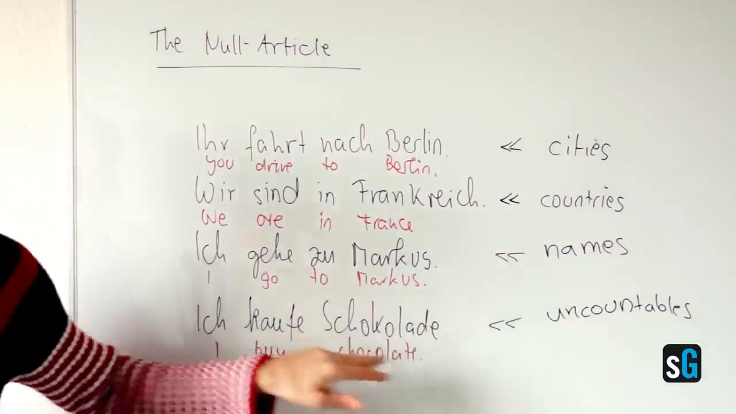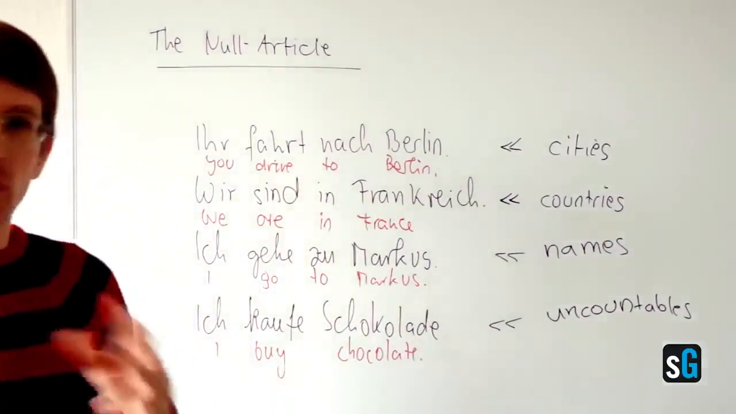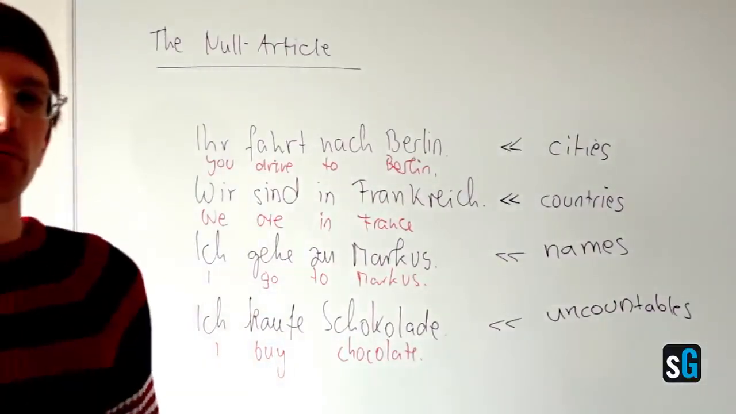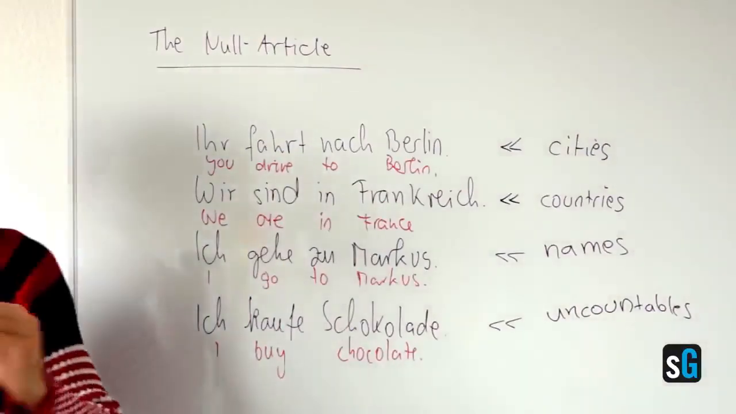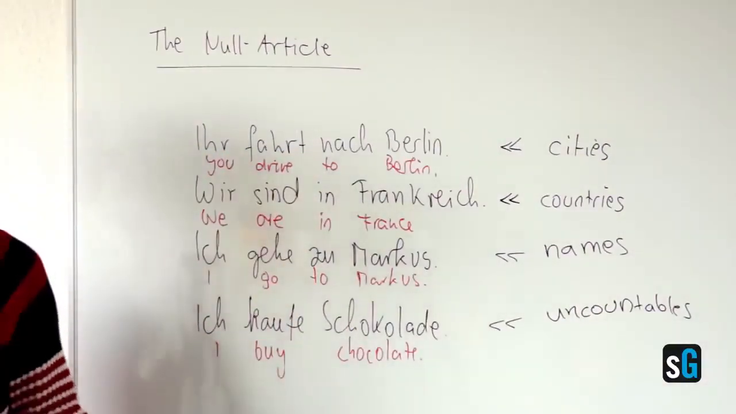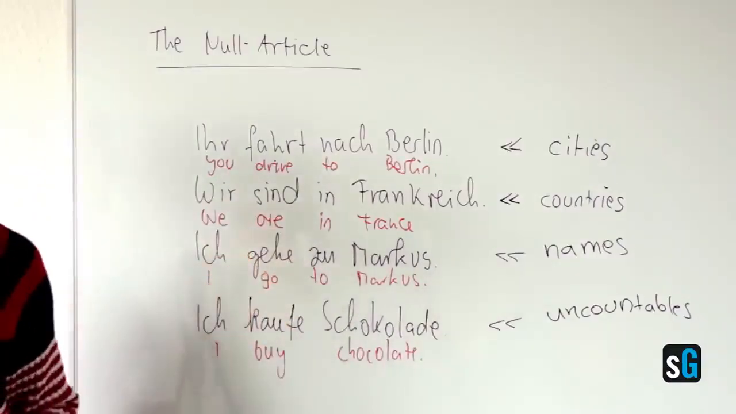And there's like a few of these, like Milch, sugar, coffee, and anything that you cannot really count. So, as you can see, German and English are pretty much alike. There's a few exceptions that you will come across during your journey, but for now, we can live with this.